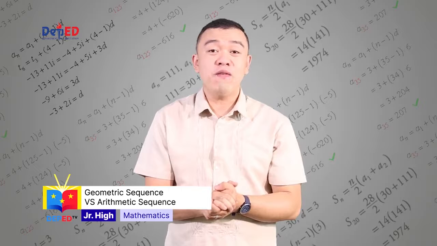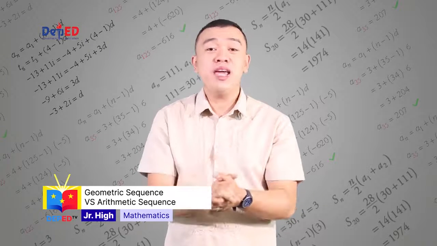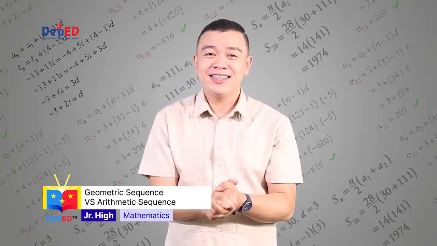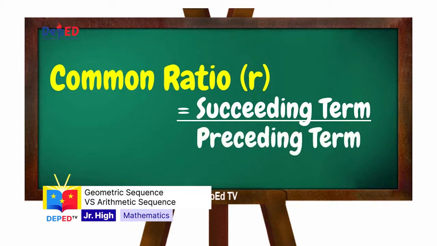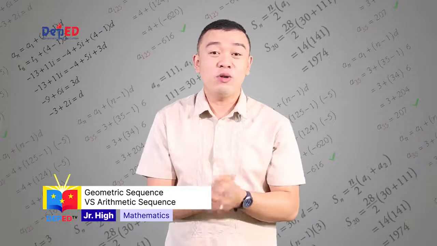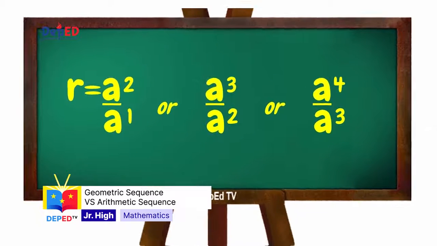Using the given terms of the sequence, how will you obtain the common ratio? The common ratio R is obtained by dividing the succeeding term by the preceding term. Or simply using this formula, a sub 2 divided by a sub 1, or a sub 3 divided by a sub 2, or a sub 4 divided by a sub 3, and so on.